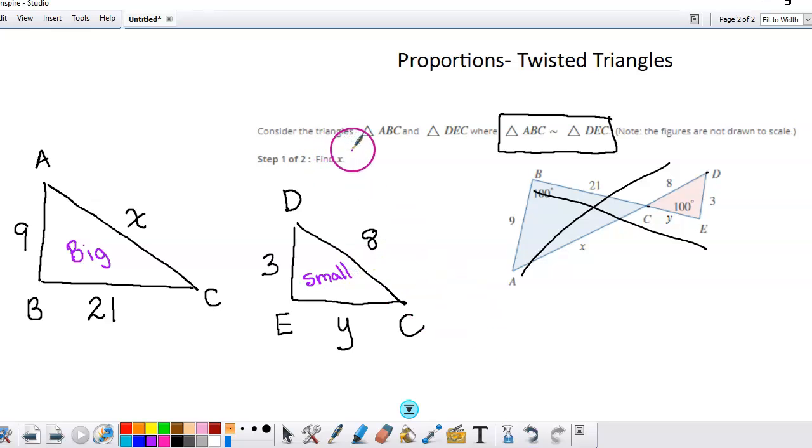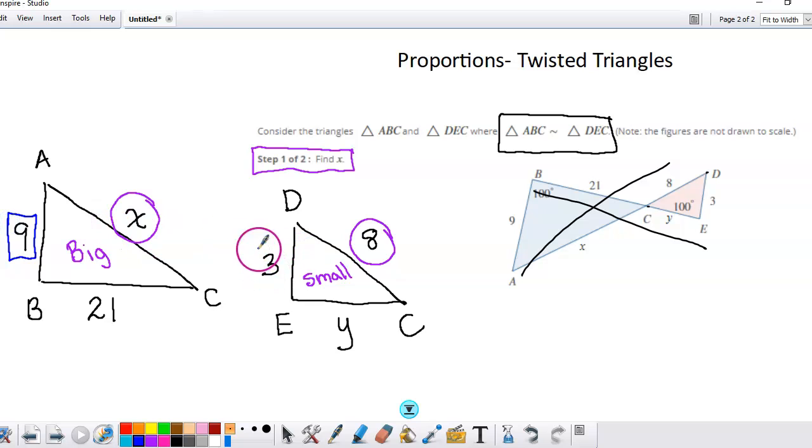I am being asked for step 1 of this problem to find the X. So here's my X. I should be asking myself, what side matches X on my other triangle? Well, the 8 is the side that's in the same place. Okay, let's see what else we have. I have a 9 here. What side matches the 9? And then one more. I have a 21 here. What side matches that? And we've got our Y.